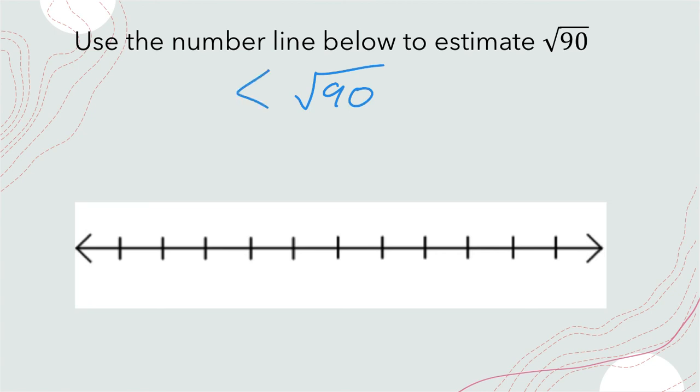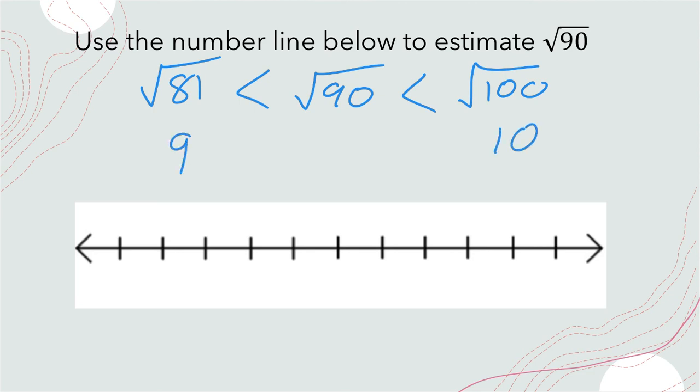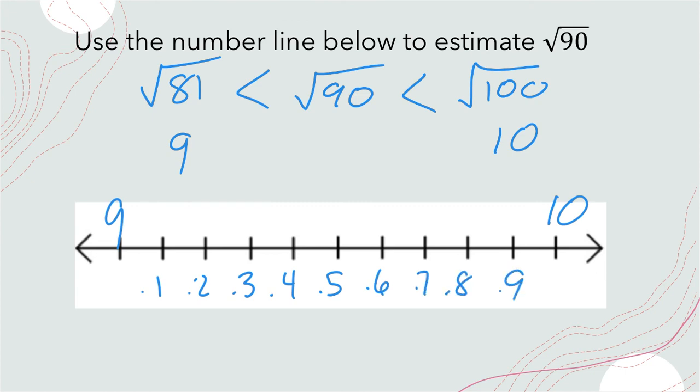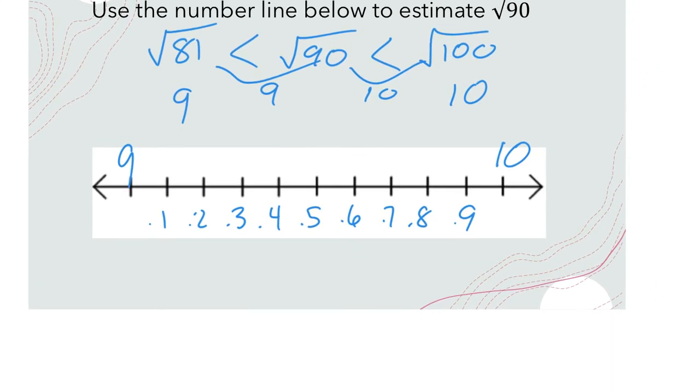Which one is less than that? Well, 9 squared would be 81, so the square root of 81. And then the one that's greater than it would be the square root of 100. So the square root of 81 is 9. The square root of 100 is 10, so it's going to be in between 9 and 10. And then let's see how far it's going to be from that. Well, from 81, it's about 9 spaces away. And it's 10, so it's a little bit closer. So let's try 9.4. How about that? Because it's not quite in the middle.